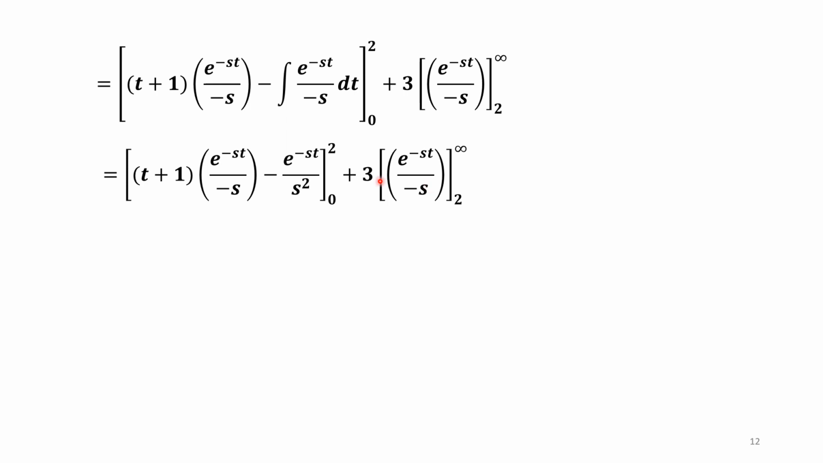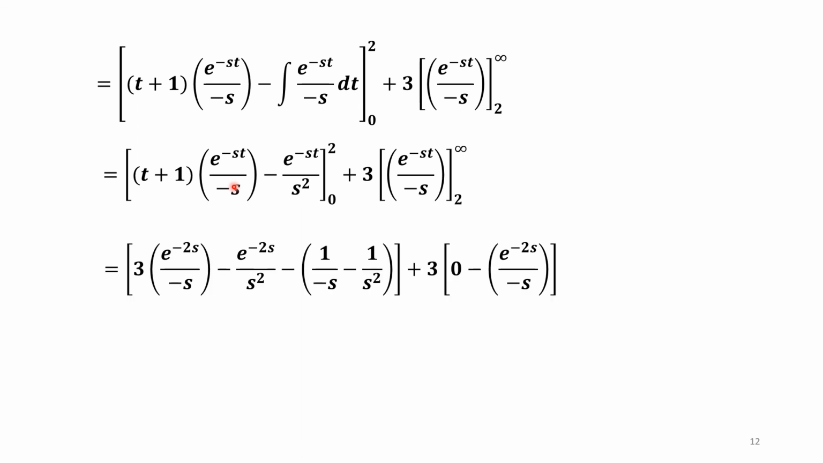Apply the upper limit as t equal to 2, and t equal to 0, t equal to infinity, t equal to 2. When t is equal to 2 in the first integration, 2 plus 1, that is 3, e raised to minus 2s upon minus s, minus e raised to minus 2s upon s square. When I apply t equal to 0, only 1 will remain. Lower limit has a negative sign. This will become 1 upon minus s, minus 1 upon s square, plus 3 into upper limit e raised to minus infinity is 0. Lower limit is e raised to minus 2s upon minus s. Applying the upper limit minus the lower limit.